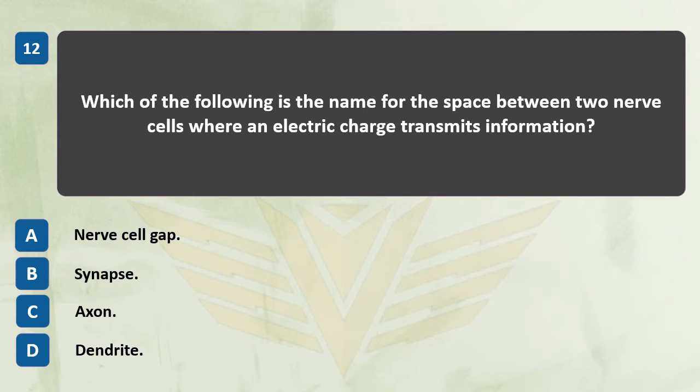Which of the following is the name for the space between two nerve cells where an electric charge transmits information? A. Nerve cell gap. B. Synapse. C. Axon. D. Dendrite.